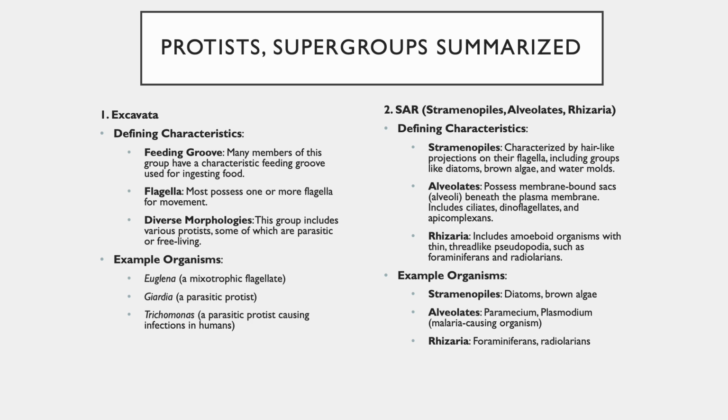Alveolates get their name because they have membrane-bound sacs that resemble and function similarly to alveoli, as a respiratory membrane that's embedded just beneath the plasma membrane. These include ciliates, dinoflagellates, and apicomplexans. Rhizaria include amoeboid structures with thin pseudopodia. So they're false feet that allow them to not only locomote but also to engulf and ingest things. Foraminiferans and radiolarians are two examples of Rhizaria.